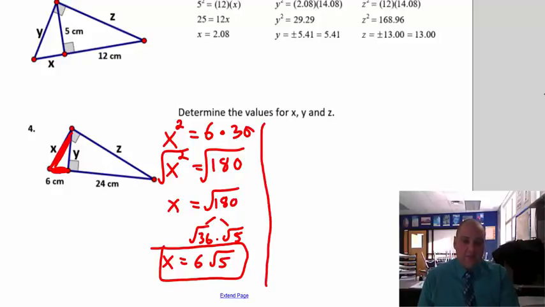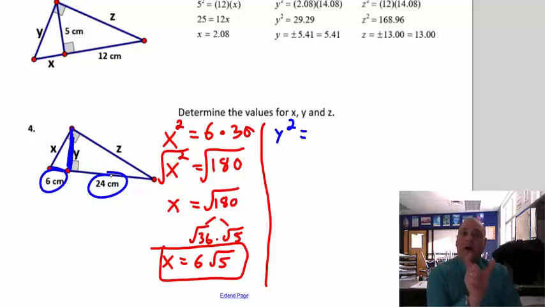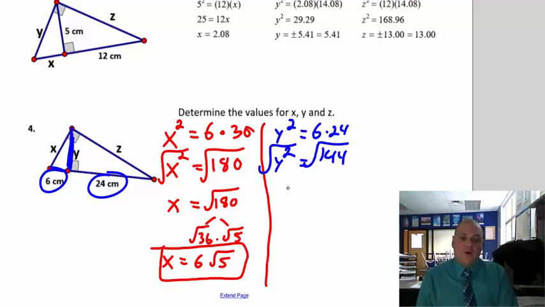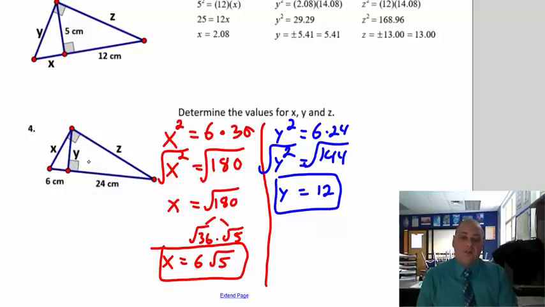Now we're going to find y. Y is the altitude. To find the altitude, it's altitude squared equals, and now you don't add the pieces, you do the two hypotenuse pieces individually, you multiply those. 6 times 24. Y squared equals 6 times 24 is 144, and then the square root of 144 is just 12. So we know that y equals 12. That means the length of the altitude is 12.